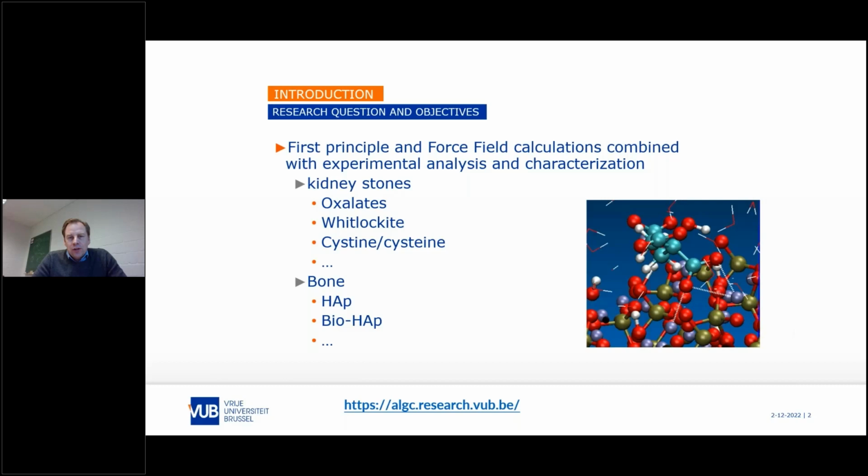The materials that we will discuss today are materials originating from kidney stones. The kidney stones are mainly made of oxalates, and then we have also minority solid minerals like whewellite and cystine, the two systems together. And the second system is the bone, so the calcium phosphate family: hydroxyapatite and bioapatite.